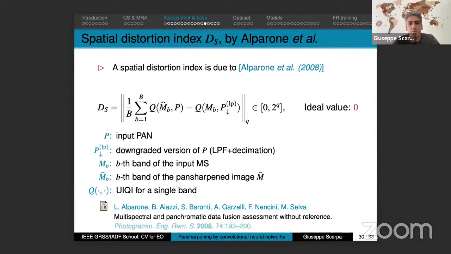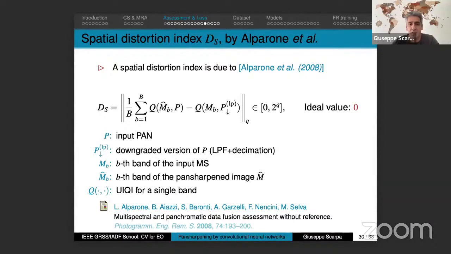Now, in this formula, we simply take each spectral band and measure the relationship with the pan through the image quality function Q. And we do this for each band, and we compare this value, this relationship that we register on the two different resolutions. So the distortion index becomes zero when the pan-MS relationship does not change across the two resolution levels.